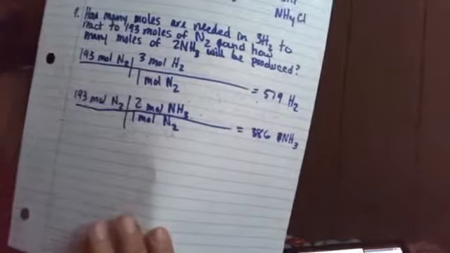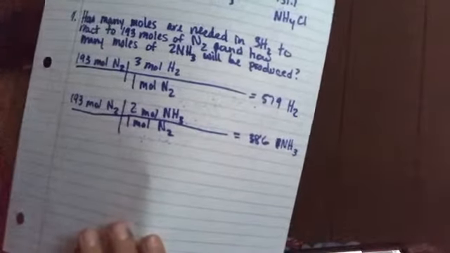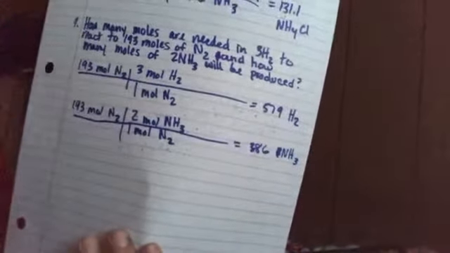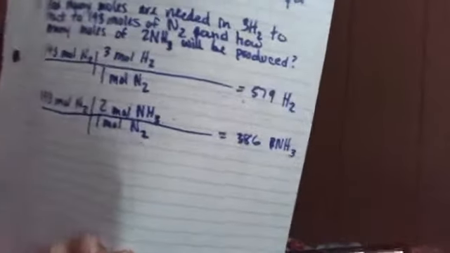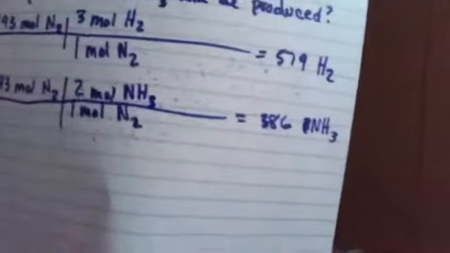Then we put the same number that we got in the beginning again, and we put 2 moles of NH3 since that's what was produced, and we get 386 NH3.